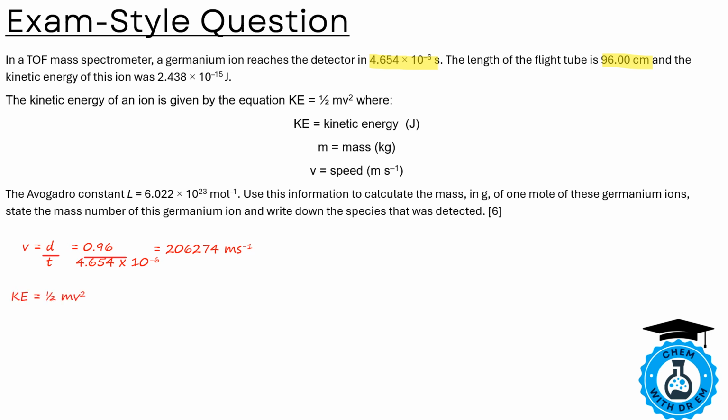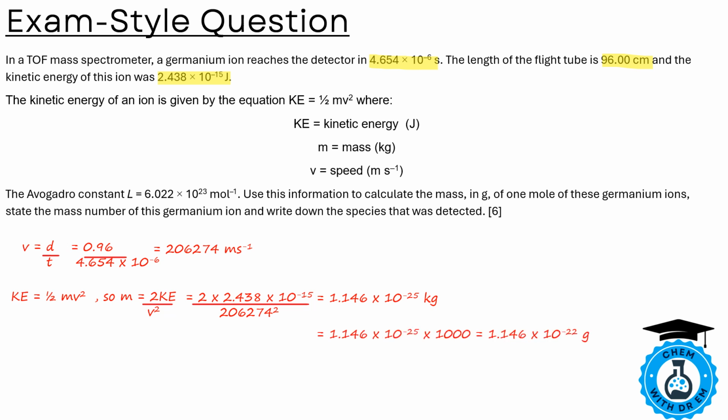Now again, we've got our equation KE equals half mv squared. That was provided in the question for us, and we need to rearrange this for the mass. And again here, mass equals 2 KE over v squared. They've given us the kinetic energy, and we've just worked out the velocity. So we can put those in our equation, and we end up with the mass being 1.146 times 10 to the minus 25 kilograms. But remember that this was in kilograms, and we want our answer in grams. So again, we're going to times by 1,000, and we end up with 1.146 times 10 to the minus 22 grams. Okay, so that is the mass of one ion.